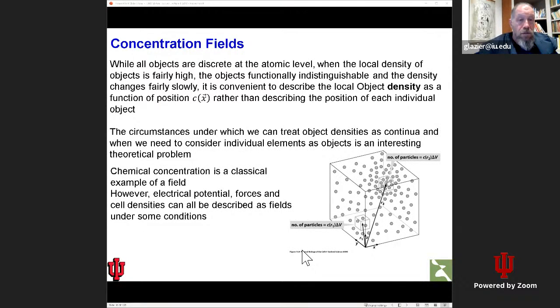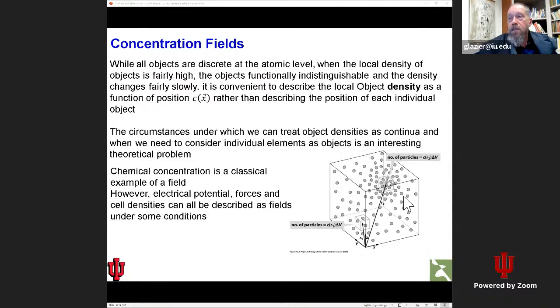When we have fields, you could have other kinds of fields. You could have chemical concentration. You could have electrical potential. You could have forces. You could have cell densities. So there are many, many things that can be described as continua or fields. Fundamentally, a field is simply a number which has a different value at every position in space, a scalar field.